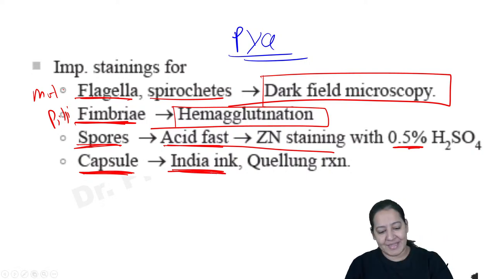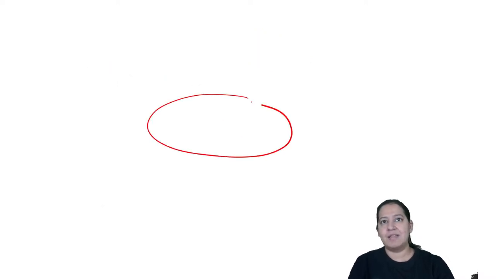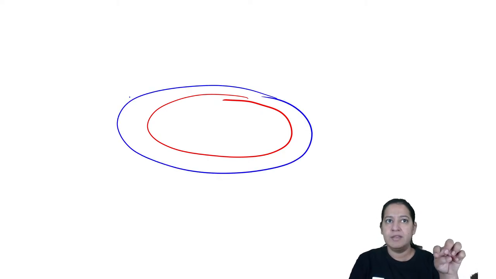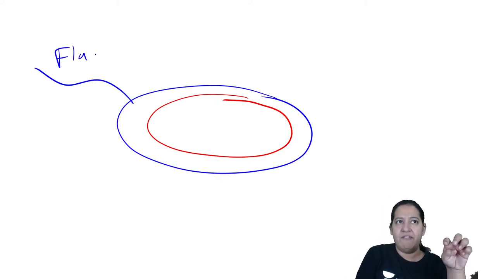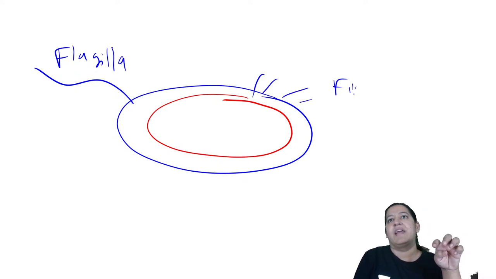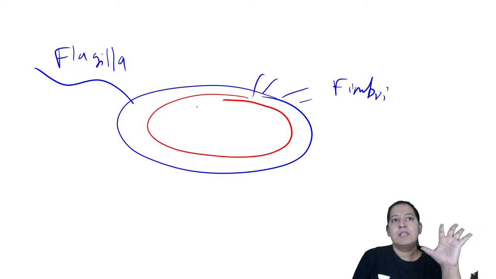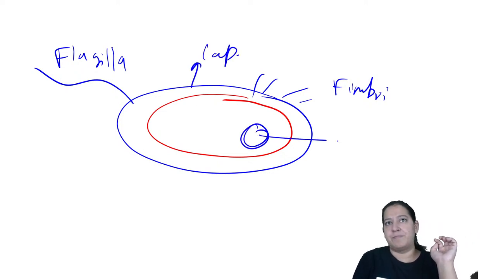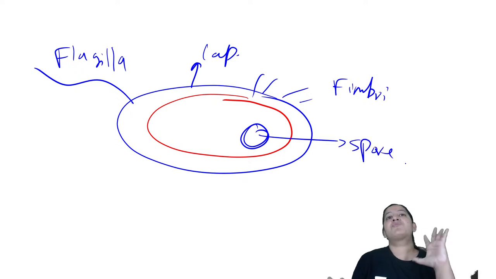So tell me, bacteria, what is the structure of a bacteria? In the structure of a bacteria, this is the bacteria, this is the capsule of the bacteria, this is the flagella in the bacteria, and this is the fimbri in the bacteria. You know the difference. And inside the bacteria this is the spore. So this is the structure of the bacteria.